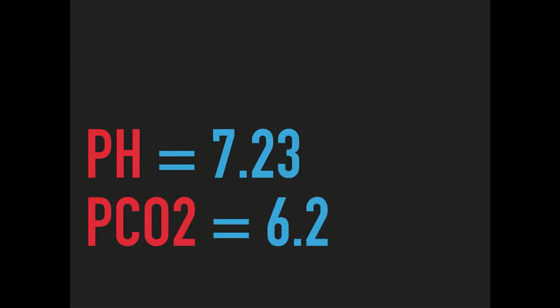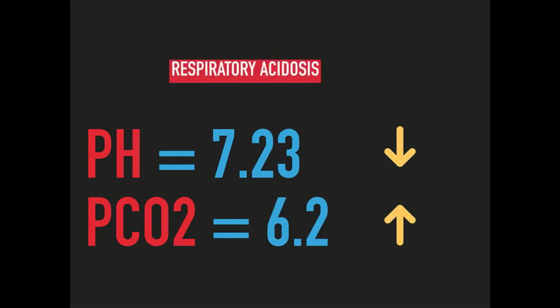Another example, pH is 7.23, PCO2 is 6.2. In this case, the pH is down, PCO2 is up, so these arrows are moving in opposite directions. Going back to the ROME method, respiratory opposite, we know this is a respiratory issue. And looking at the pH of 7.23, that's acidosis. So this is a respiratory acidosis.